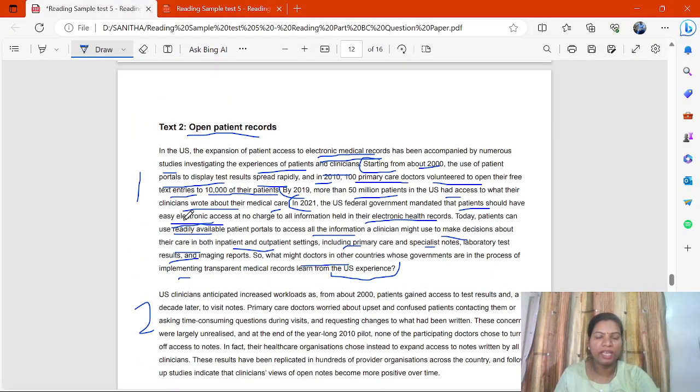You will see some words here and get confused, but we have to choose the appropriate answer. Overall, it is saying about the period of time starting from 2000, then to 2010, 2019, and 2020. It started as electronic health records. See here, today again: today patients can easily access readily available patient portals to see all the information a clinician might use to make decisions about their care in both inpatient and outpatient settings.